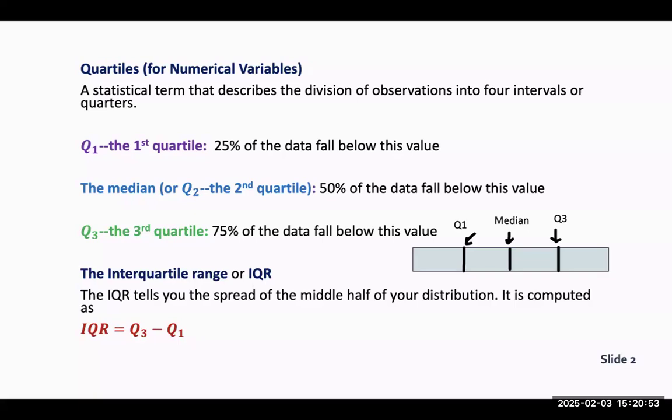Another important statistical term is the interquartile range, or IQR. Now, we've talked about range before, and we said range is the difference between the maximum and minimum values. Well, the interquartile range is the difference between quartile 3 and quartile 1. So if we take our value for quartile 3 and subtract quartile 1, that will give us the middle 50% of data, how spread out that middle 50% of the data is.